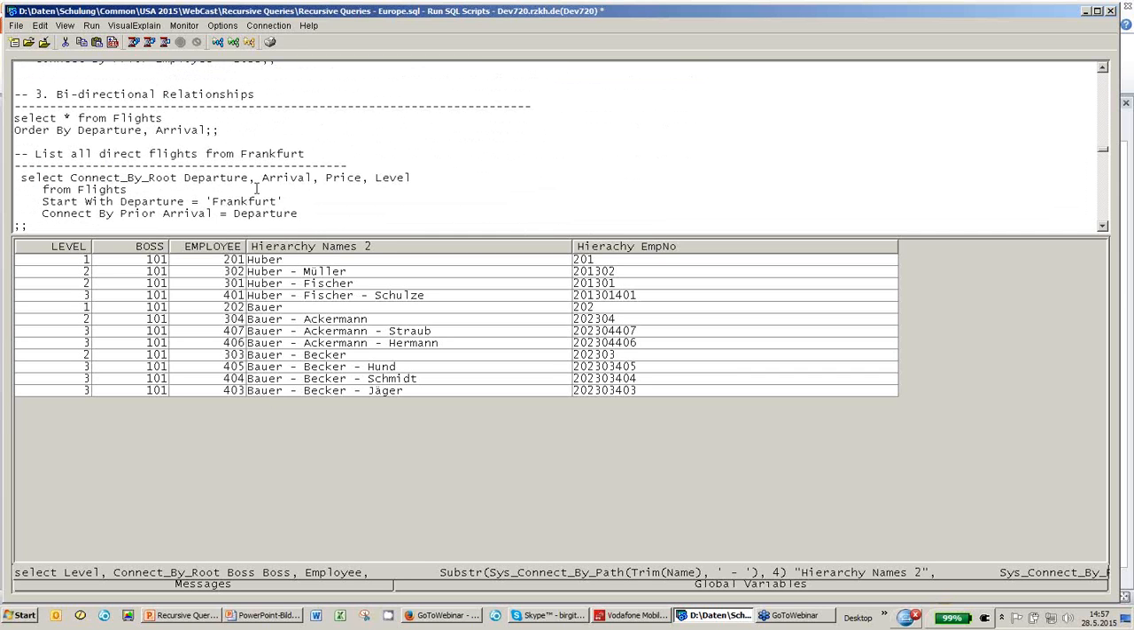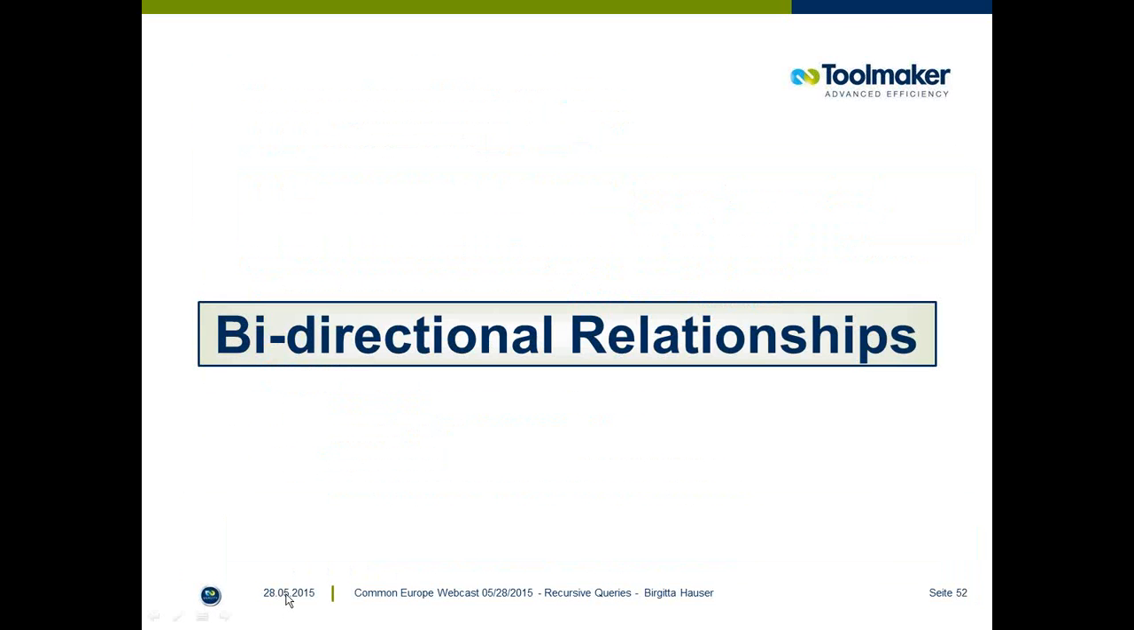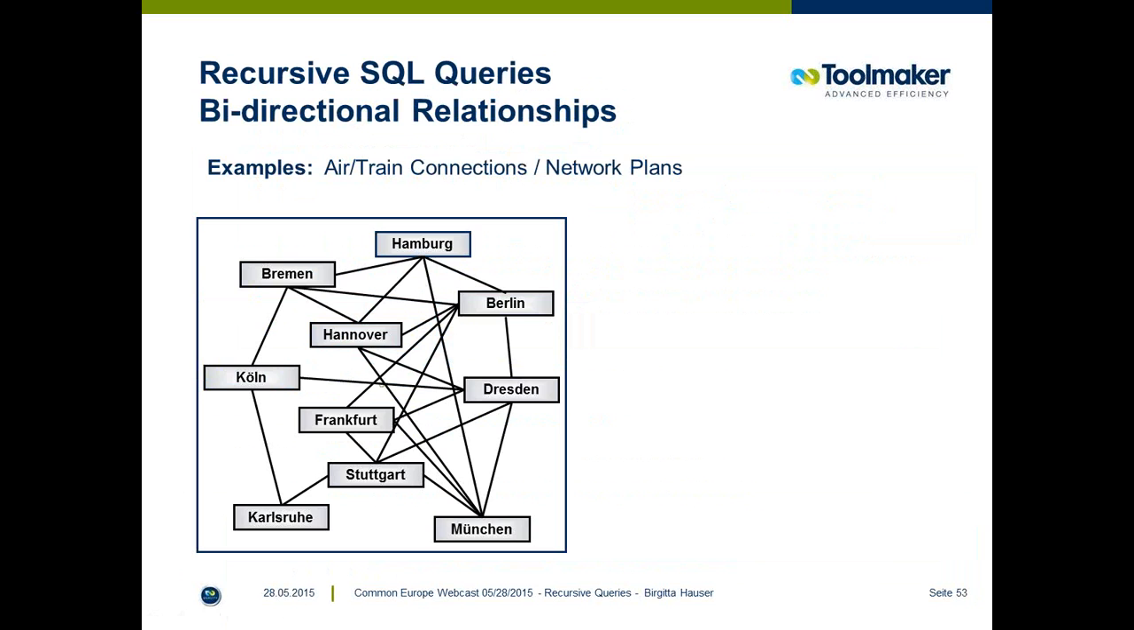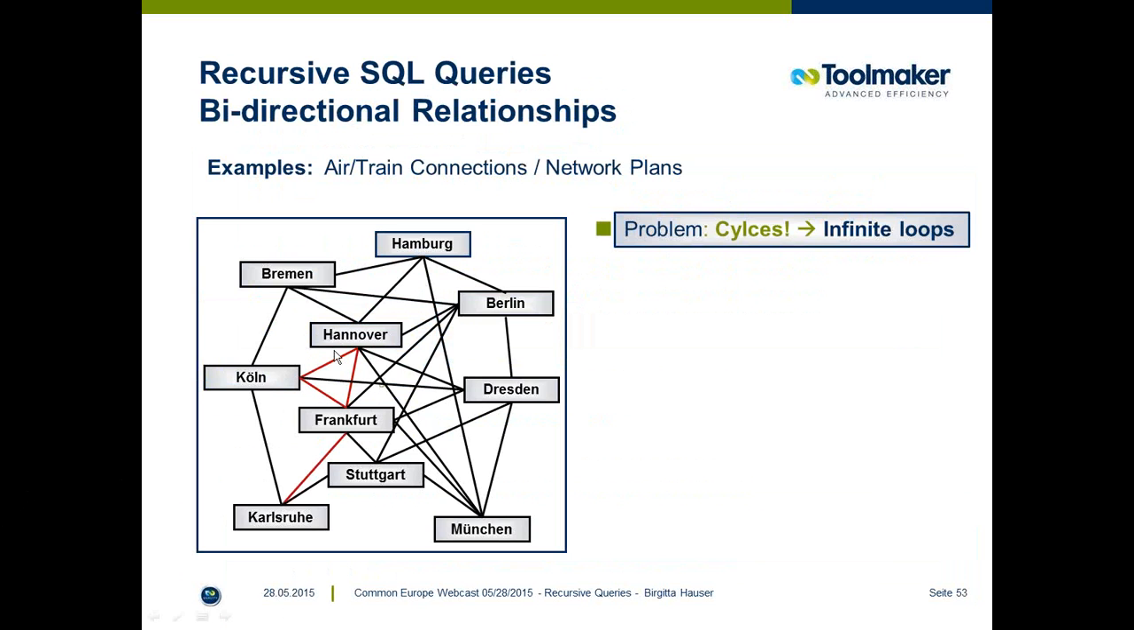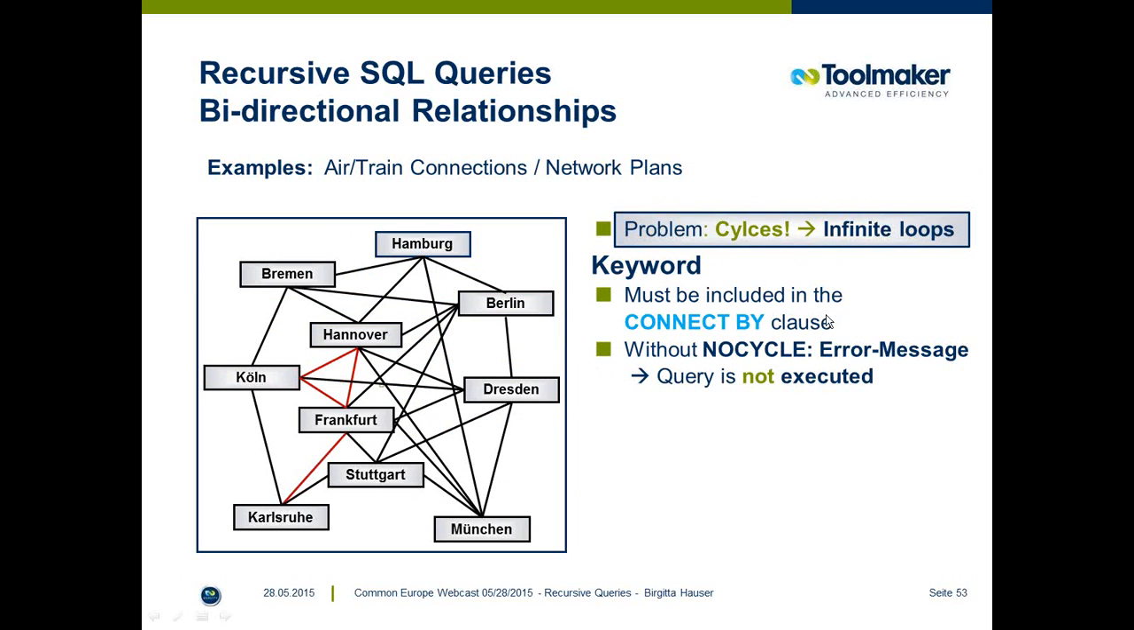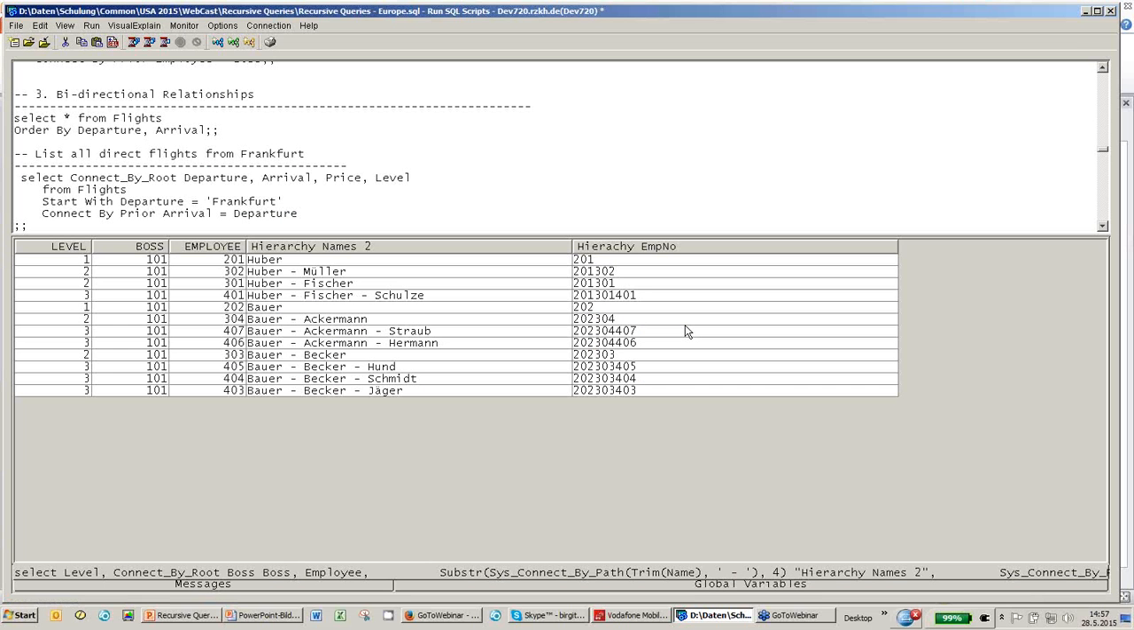Okay, now let's have a look at the bidirectional dependencies. If we have bidirectional dependencies, we can run into loops. Means I can go from A to B, but also from B to A. So if I can go from Frankfurt to Köln to Frankfurt back, then here is a loop. So I need to make sure that my SQL statement does not return a loop. And if we have a hierarchical and bidirectional relationship, we need to add the keyword NOCYCLE into the CONNECT BY clause. So let's have a look.